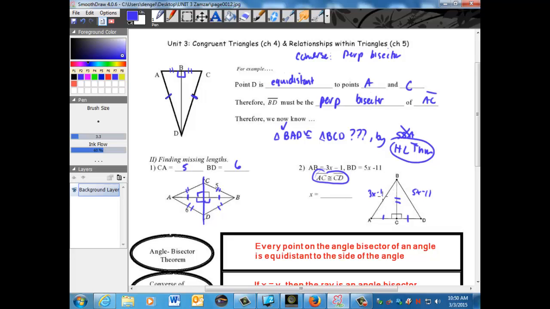Also, we would know that these two sides have to be the same because BC is a perpendicular bisector of AD. So 3x minus 1 equals 5x minus 11. 2x equals 10, x equals 5. And if we plugged 5 in, we would get 14 and 14.